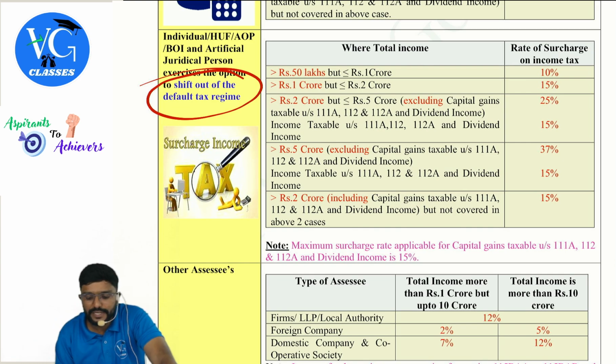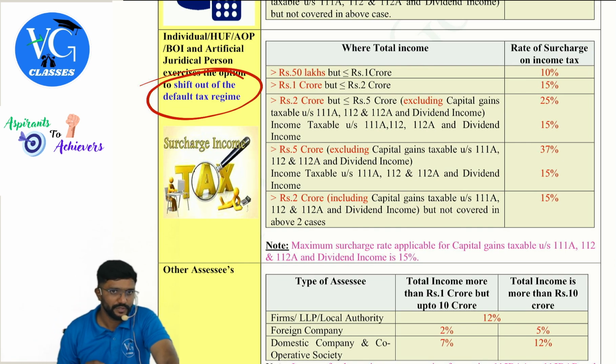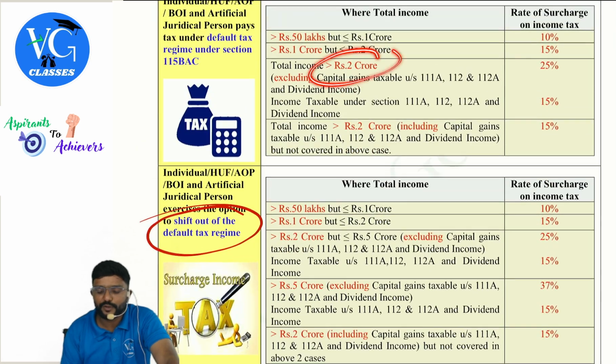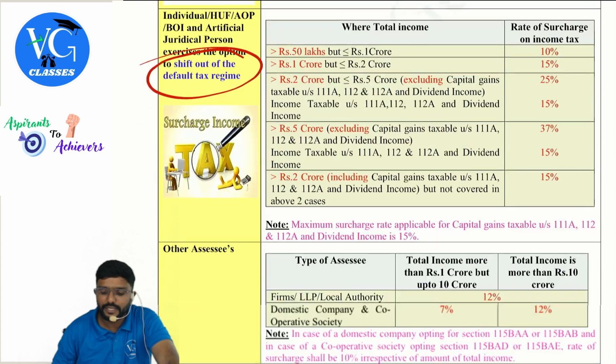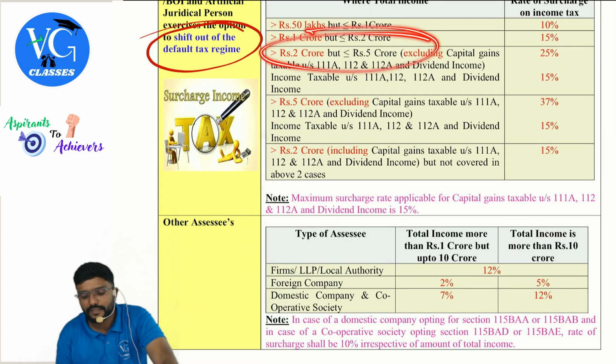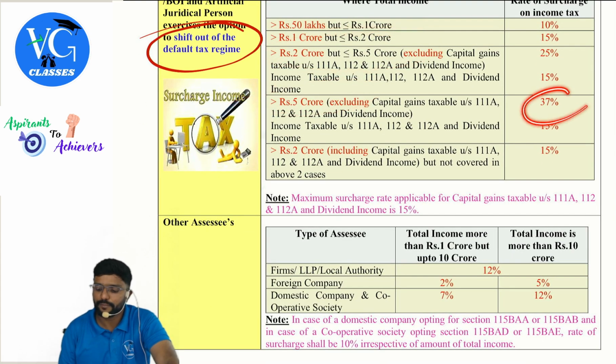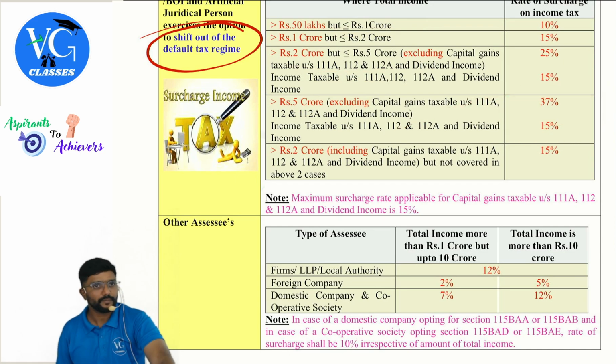Clear? So this is an additional thing under optional guys. Whereas under default, it is straight away more than 2 crore applicable. Whereas here, more than 2 crore up to 5 crore is there, then more than 5 crore also is there. This is the additional part.